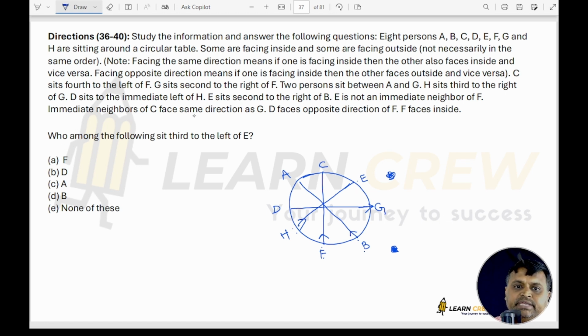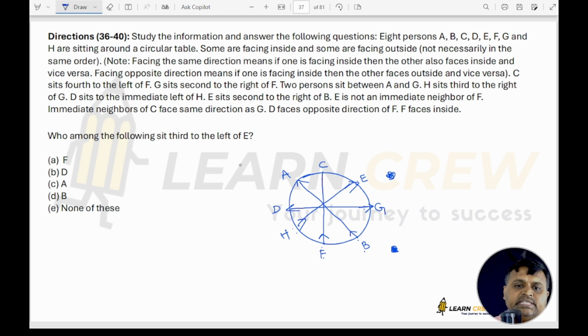The immediate neighbors of C face the same direction as G. G is facing outwards, so A and E are also outwards. Now D faces opposite to the direction of F. F is facing inwards, so D is facing outwards. F faces inside, this is the first thing given. Now C's direction, whether he is facing inside or outside, is not given.